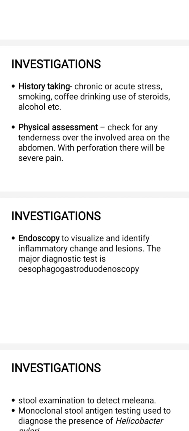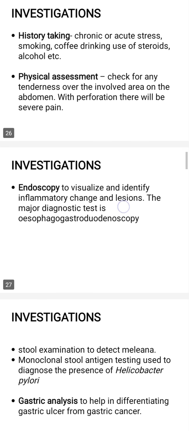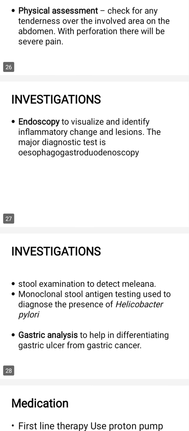So we'll first start with history taking. Someone will come with a history of maybe chronic or acute illness, smoking, coffee, drinking, use of steroids. You ask the patient, and they will tell you that yes, I'm on this drug. Or you ask if the patient is stressed. It's on history taking, and you have got 2 marks. Physical examination: assessment for any tenderness over the involved area of the abdomen, with palpation there will be severe pain.